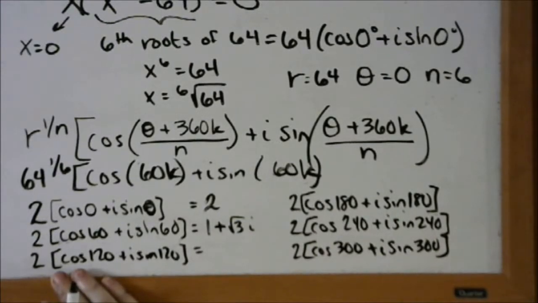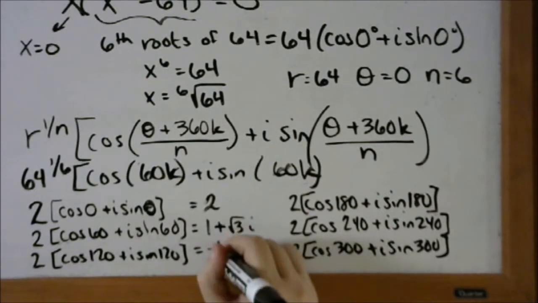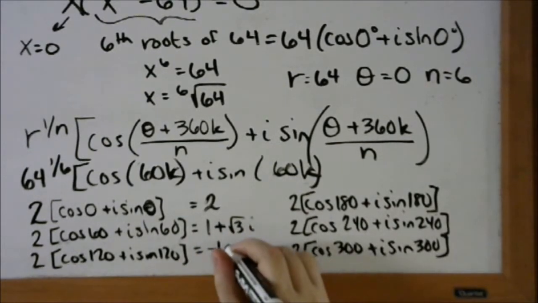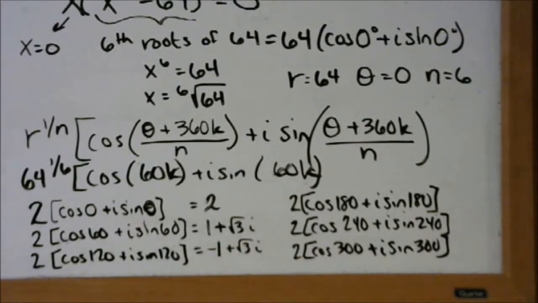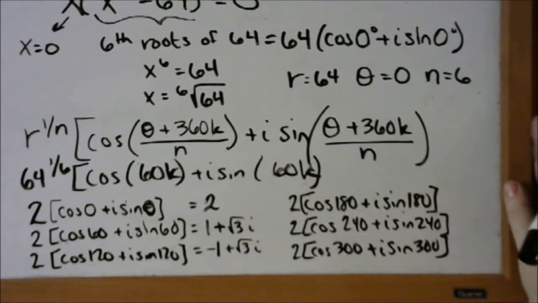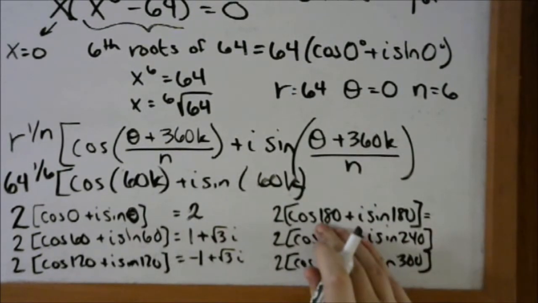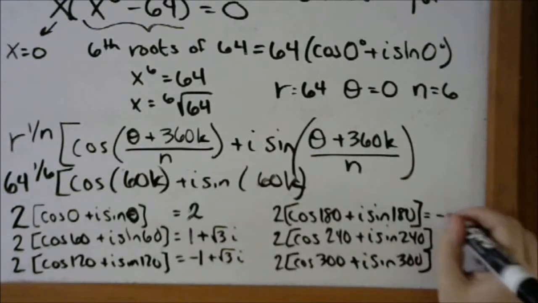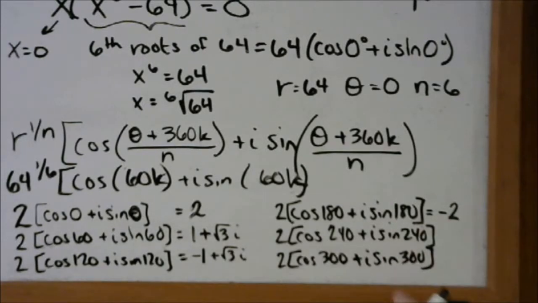Cosine of 120 is negative 1/2 times 2. Sine of 120 is rad 3 over 2 times 2 is rad 3. There are my first 3 solutions. Only 3 more to go. In the next step, cosine of 180 is negative 1 times 2 is negative 2. Sine of 180 is 0, so my next solution is a real solution, negative 2.